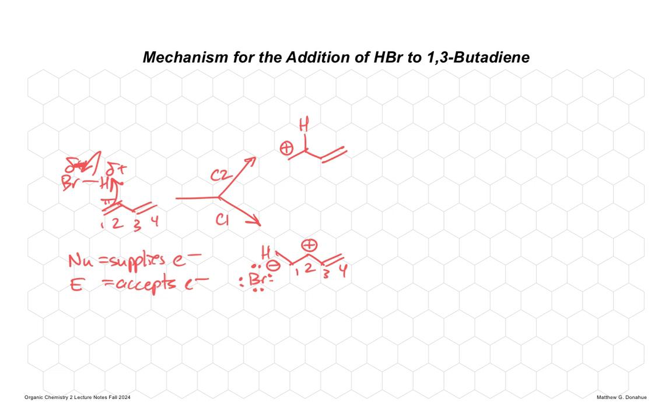And so do you remember the stability trend for carbocations? Tertiary is more stable than secondary, is more stable than primary. So in the lower structure, this is a secondary carbocation. The upper structure is primary. We see that secondary is going to be more stable. So that's going to be the preferred path.